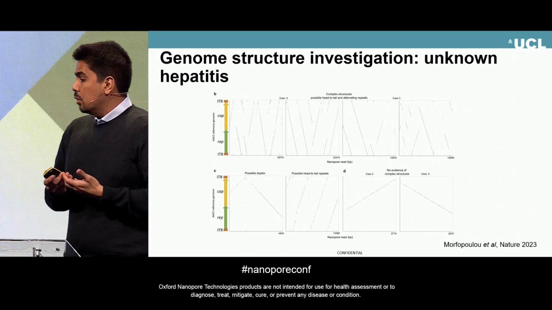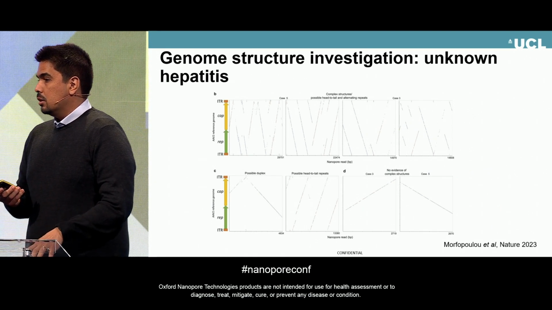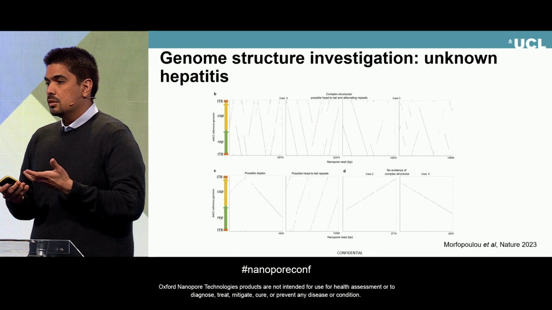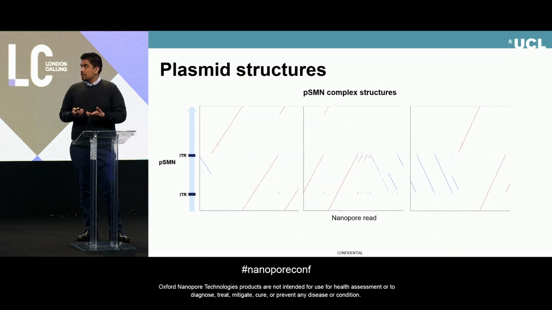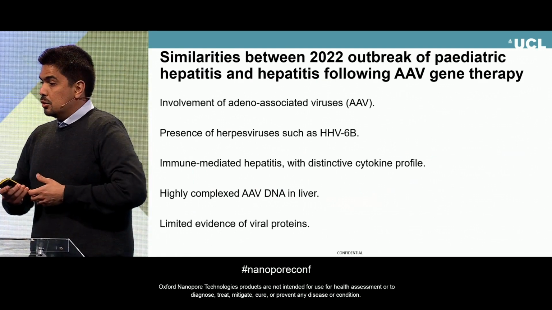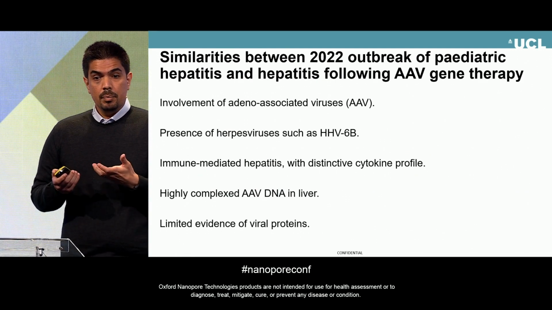During the 2022 outbreak, we used ONT to identify and analyze the viral structure of the genome of AAV2, and what we found were really complex structures that show concatemerization, which is usually evidence of AAV2 replication aided by either herpesvirus or adenovirus. In the hepatitis gene therapy case, we also found complex structures for the plasmids present in the liver. So there are similarities between these two types of hepatitis.